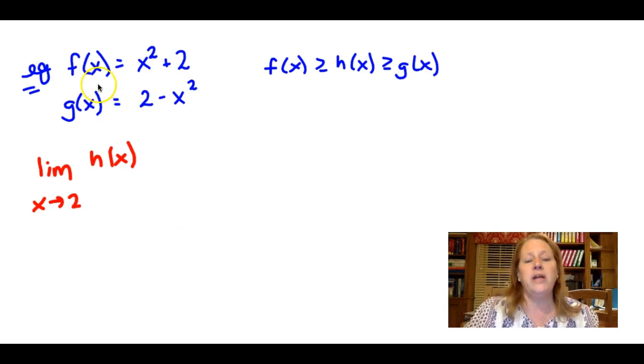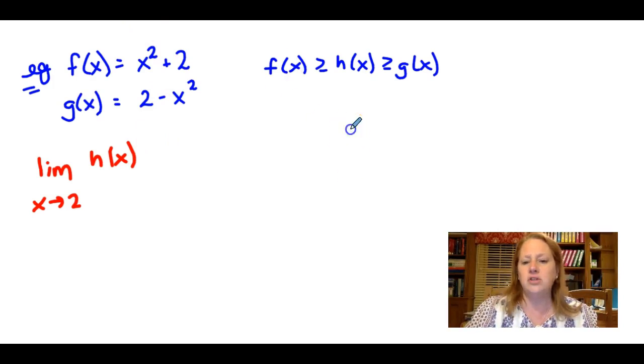Let's say we've got a function f of x is equal to x squared plus 2, and another function g of x is equal to 2 minus x squared, and I'm going to tell you that f of x is greater than or equal to h of x, which is greater than or equal to g of x. So this time f of x is our larger function, g of x is our smaller function, and h of x is somewhere in between the two. And the question is, even though I don't know what h of x is, can you evaluate the limit as x approaches 2 of h of x?